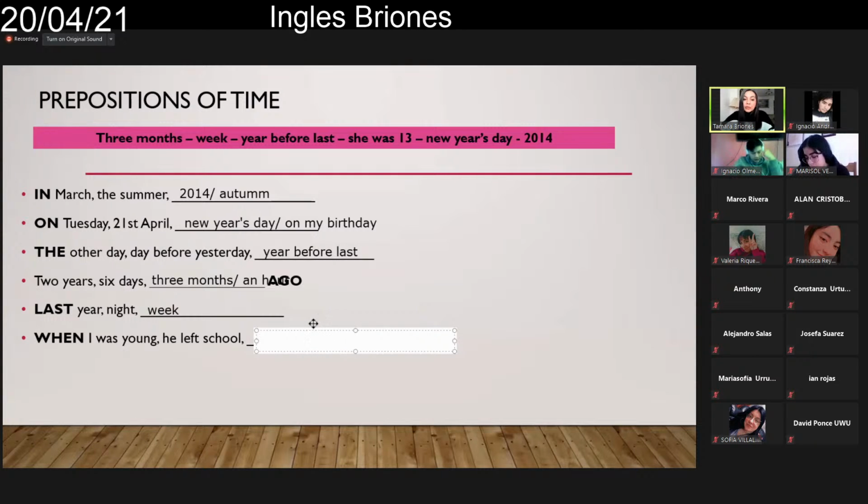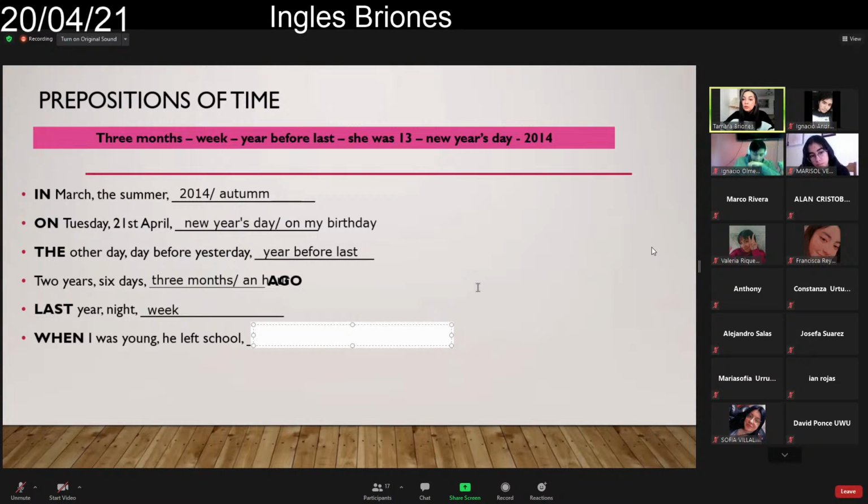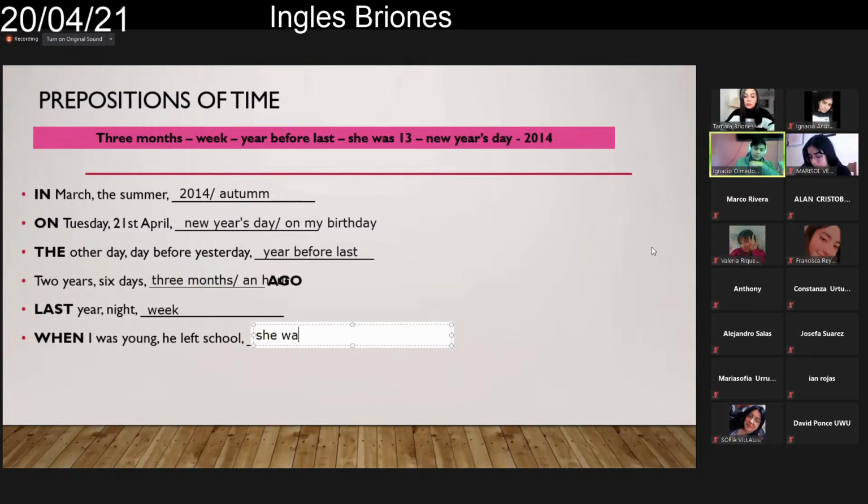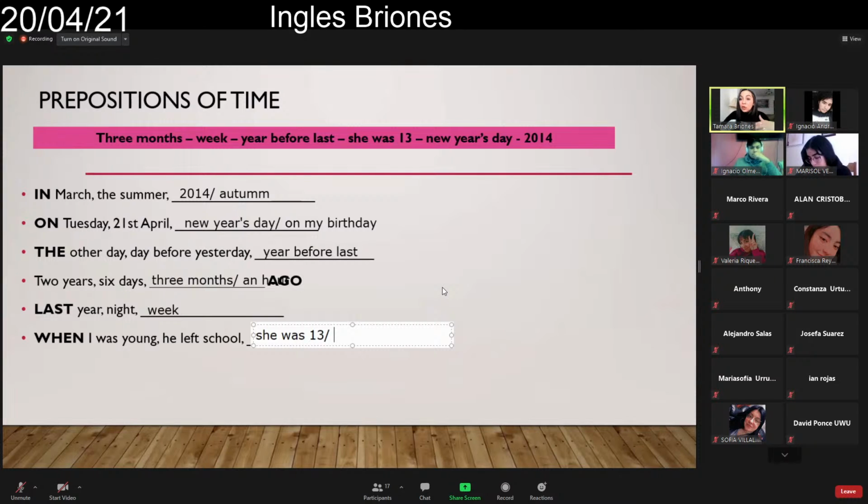And this one also refers to a specific moment. When I was young, when I left school. When she was 13. And this one refers to a moment in your life. A period of time of your life. So it could be when I lived in Santiago, which could be an extended period of time. All right.